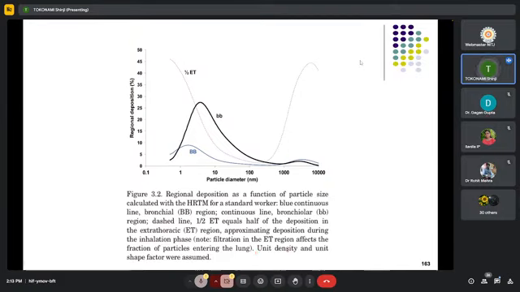In this figure, unit density and unit shape factor were assumed. Here is the particle diameter in nanometers and the regional deposition. As you see, here is the unattached mode, here is the nucleation mode, this is the accumulation mode, and then here is the coarse mode.